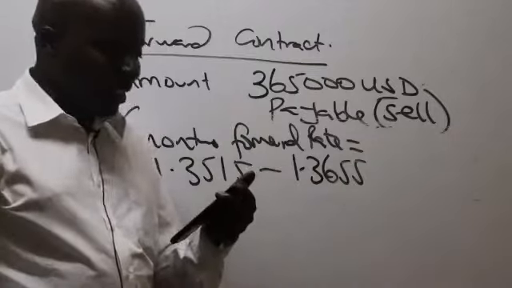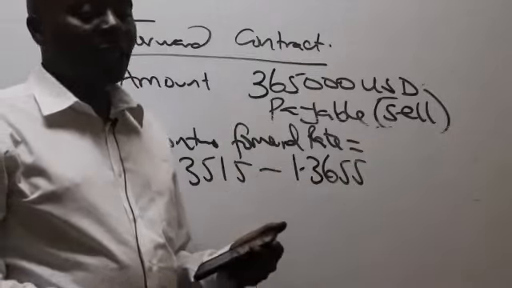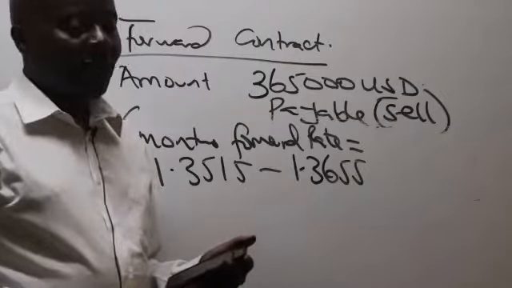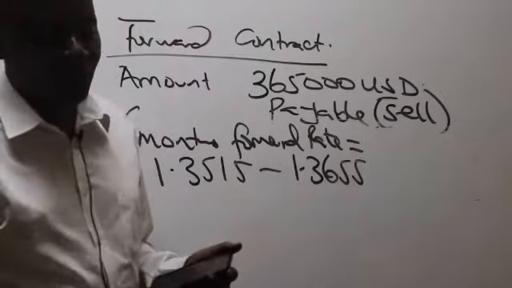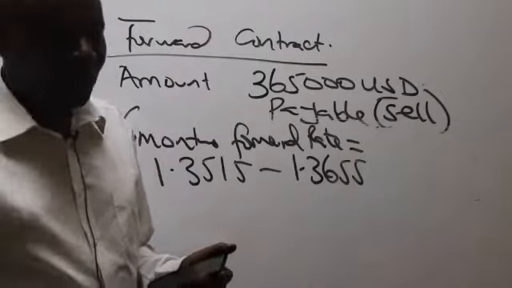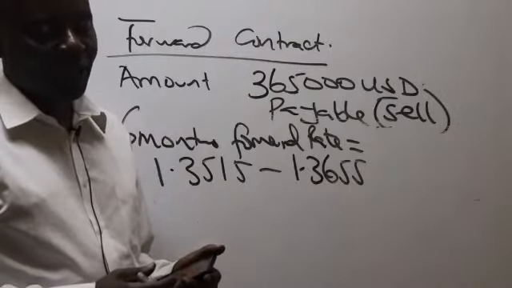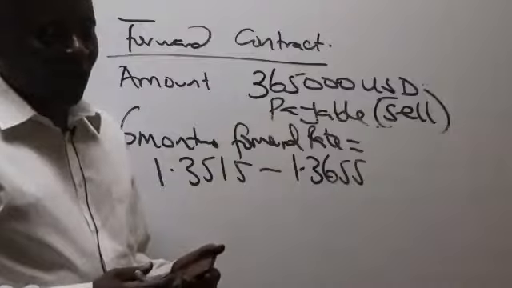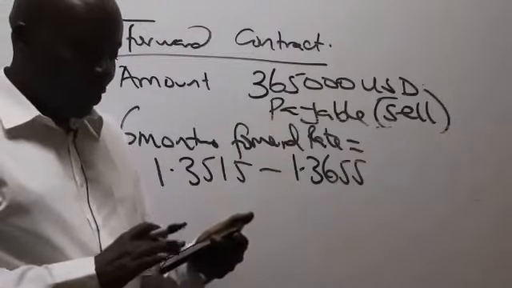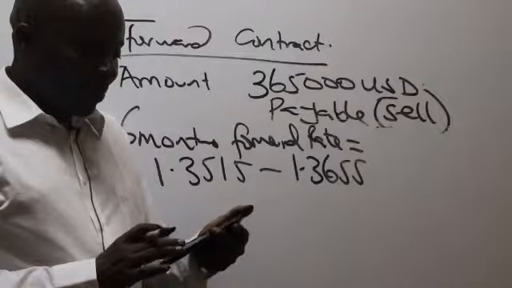But what are they? Are they goats? Are they camels from Isiolo? What currency? US dollar per euro. Thank you very much.